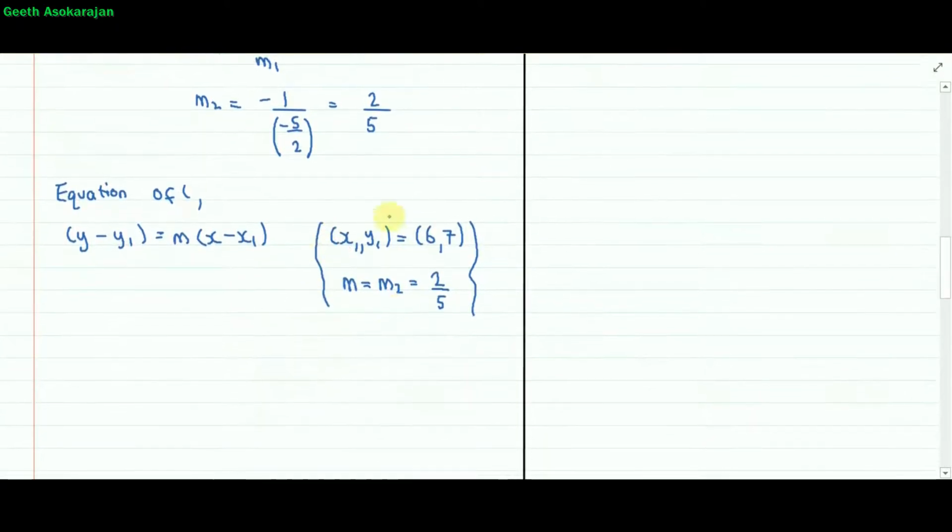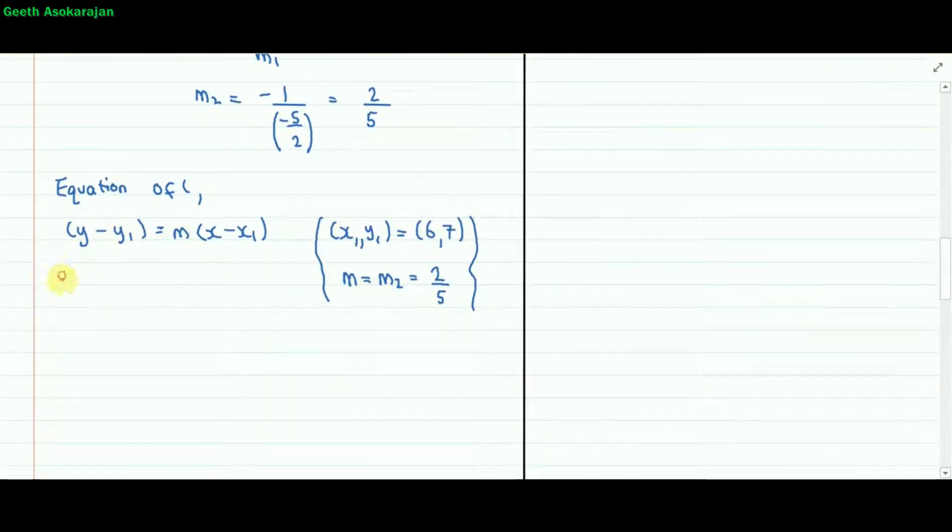With that being said, let me substitute this data into the formula. So y minus y1, 7, is equal to m, 2 over 5, open a bracket, x minus x1 replaced by 6. And if I get rid of the brackets on the right hand side, I have y minus 7 equal to 2 over 5 times x, which is 2 over 5 x. 2 over 5 times minus 6 is minus 12 over 5.